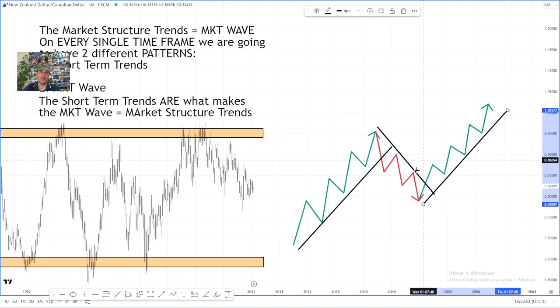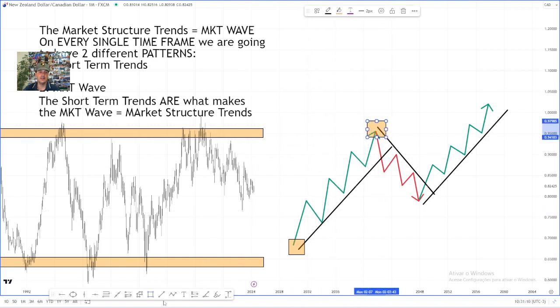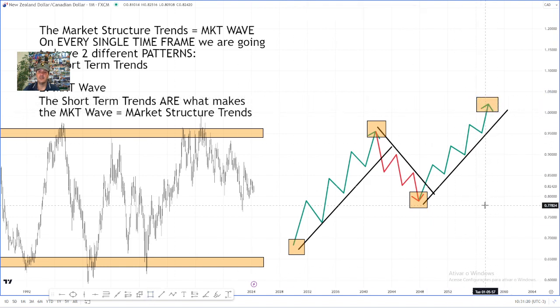Alright. Now, very slowly, I'm going to put a rectangle here on this low. This is theory first, then we're going to go on the charts, don't worry. I'm going to put a rectangle up in here on this high, and we've learned what are highs and lows. I'm going to put a rectangle on this low, and I'm going to put a rectangle on this high.